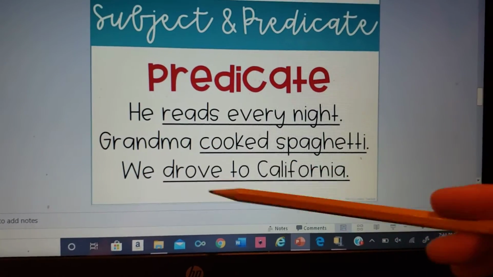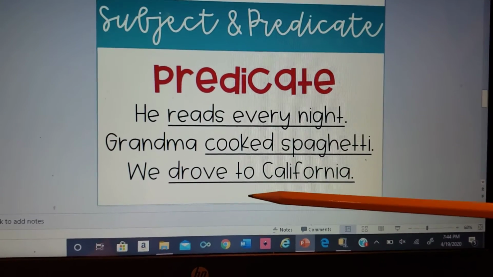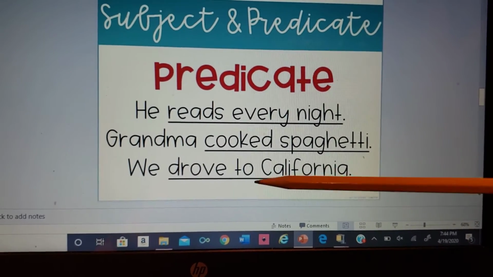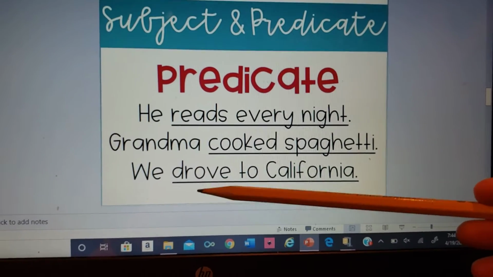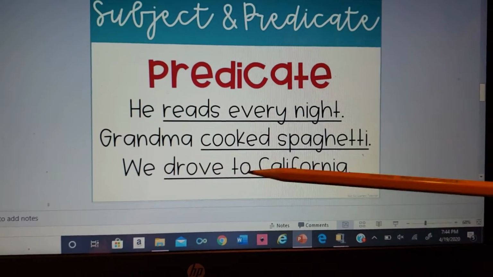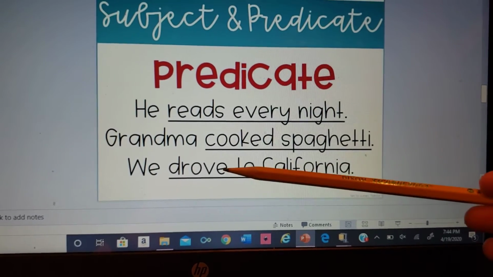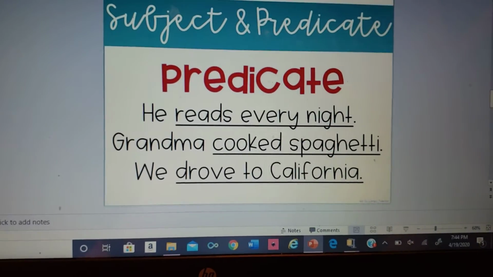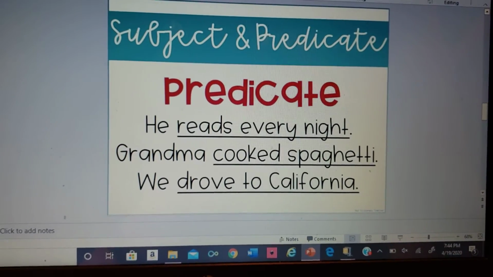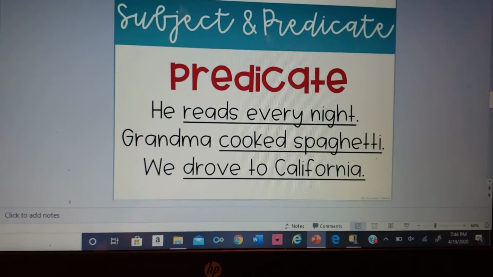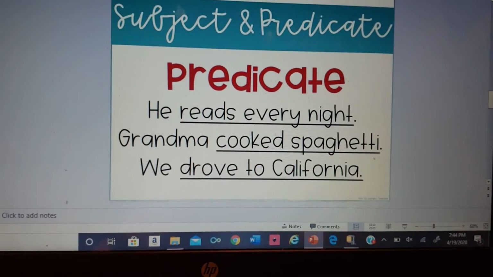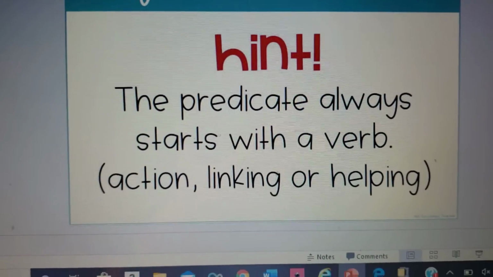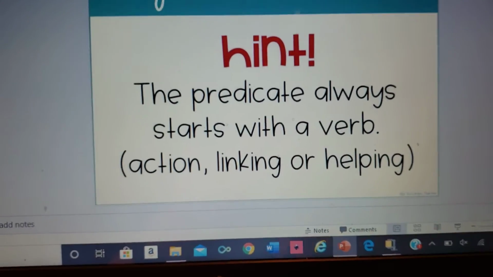And the last one, we drove to California. What is the predicate of the sentence? It's always going to tell what the person is doing or what the people are doing. So, drove to California tells what's happening. The predicate always tells what's happening. They're driving to California. And who is the subject? The subject is we because it answers the question who or what. All right, so subject, predicate. All right, so here's a hint. The predicate always starts with the verb, whether it's an action verb, a linking verb, or a helping verb.